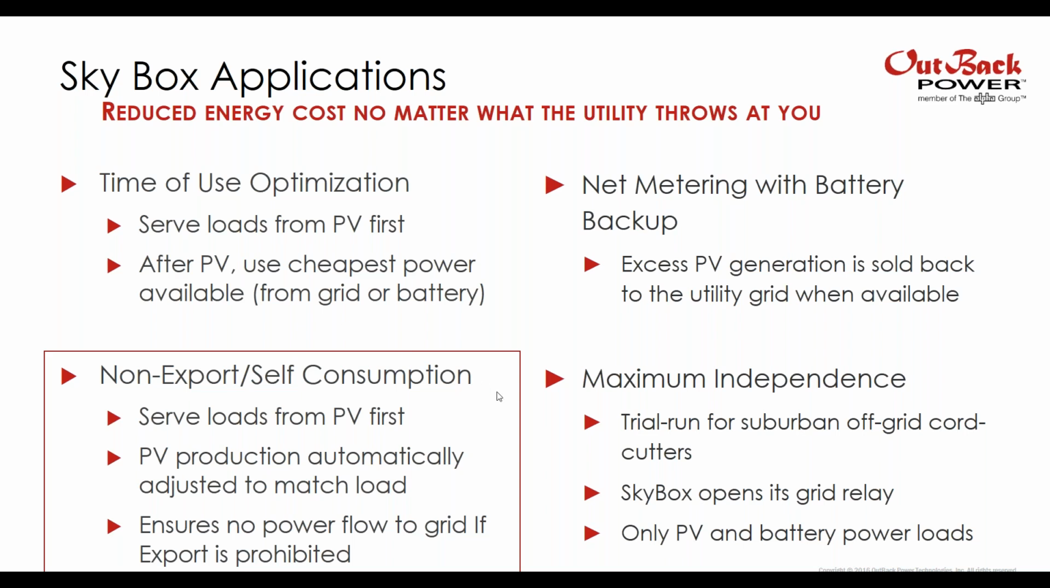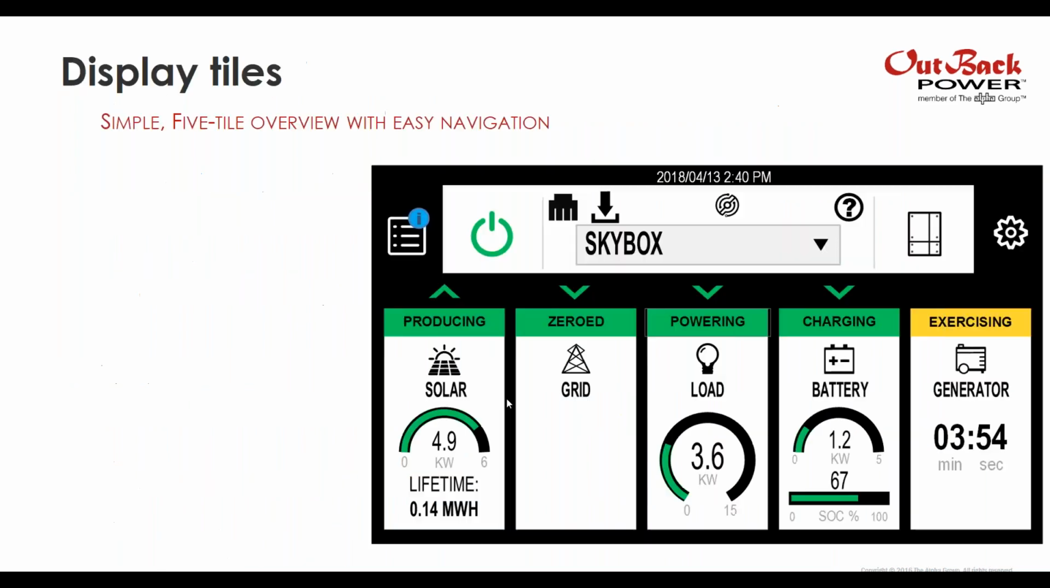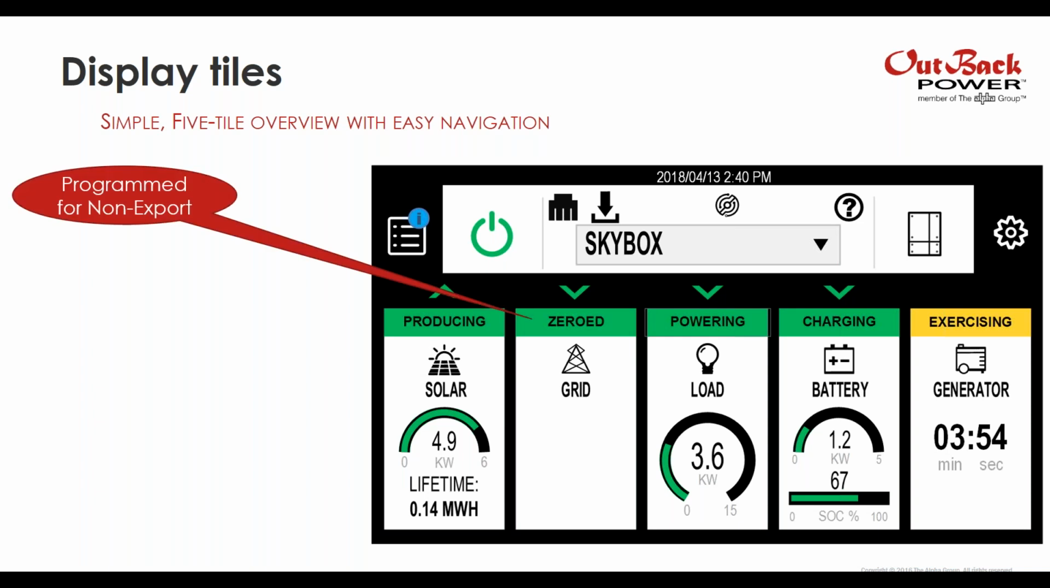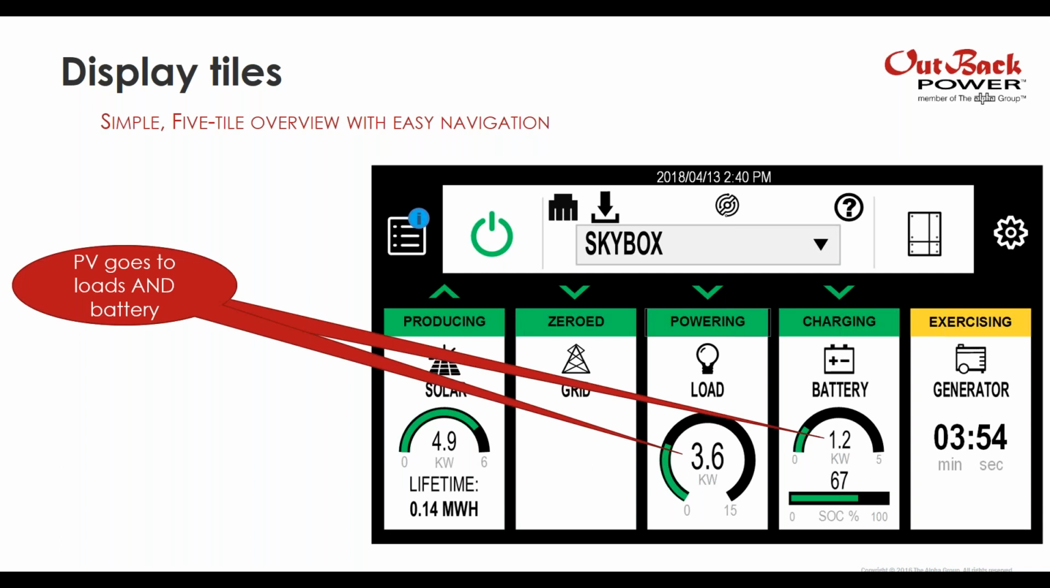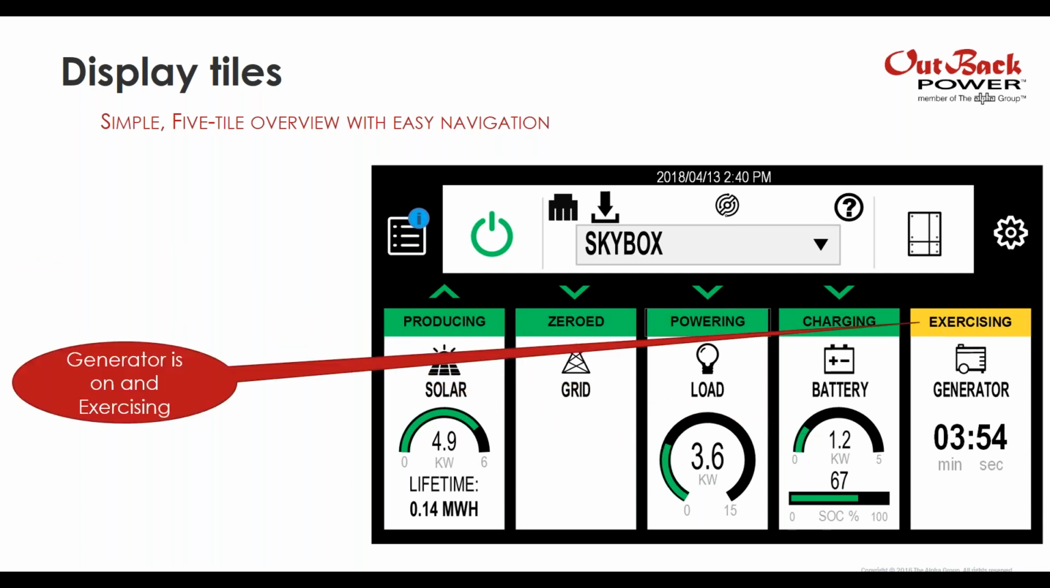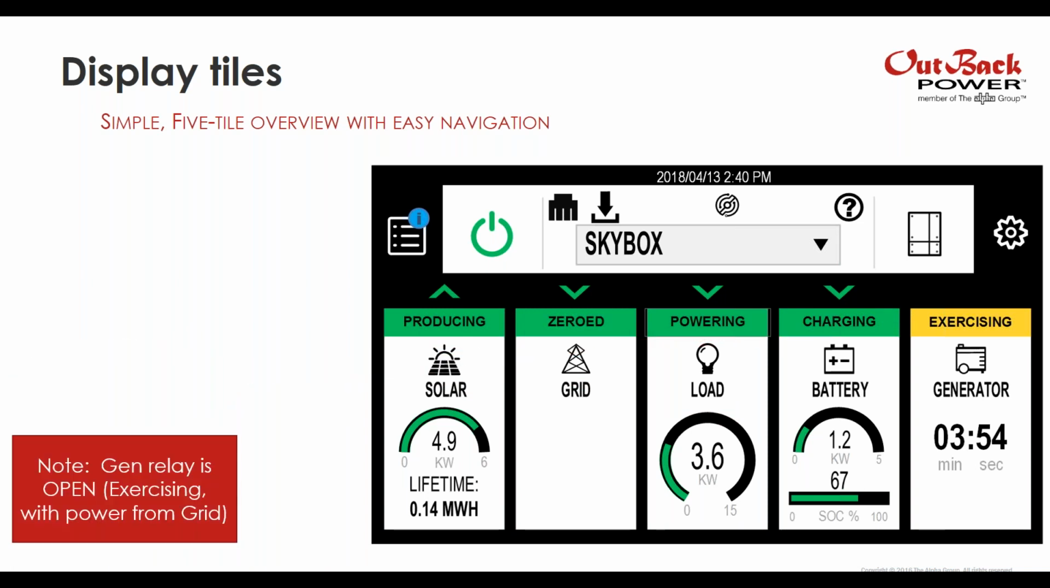Okay, so switching back to SkyBox applications, or continuing on with non-export or self-consumption. Here's an example from the SkyBox Display. This is showing a SkyBox system programmed for non-export. PV is simultaneously going to loads and battery. And in this particular case, the generator is on and exercising, and SkyBox's generator relay is open.